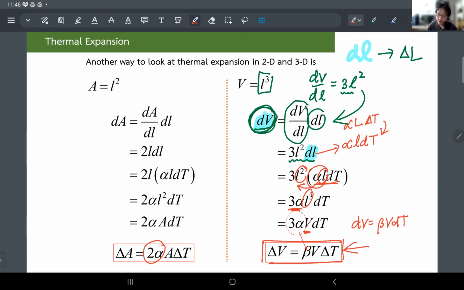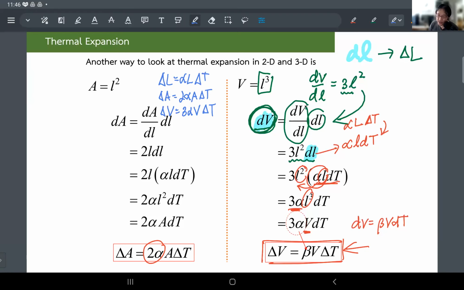So the conclusion I want you to get today is just this. Once you understand it, you know that it's just an approximation. You linearize everything. Change of the length is alpha L delta T. Change of the area is 2 alpha A delta T. Change of the volume is 3 alpha V delta T, with linearization built into it. Sounds like a good plan.